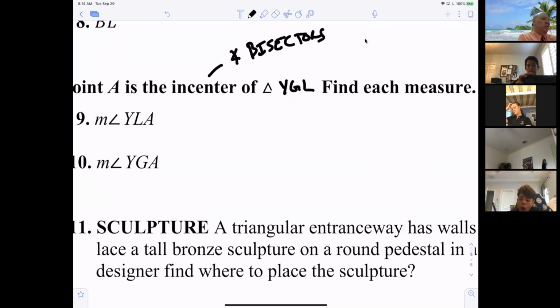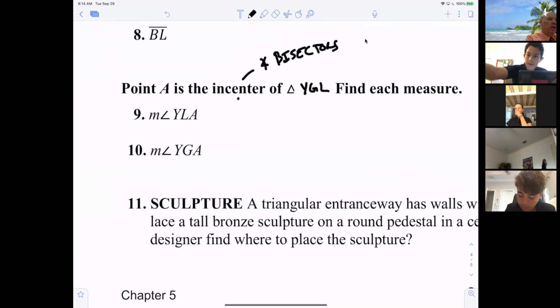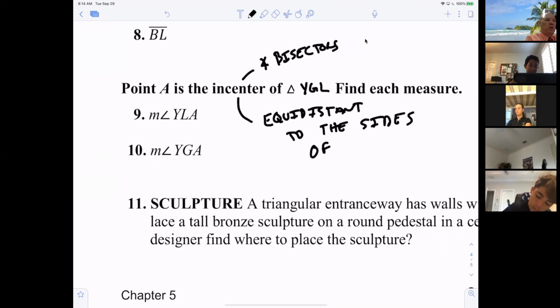All right? So the in-center is the angle bisector, but I also want you to know the in-center is equidistant to the sides of the triangle. Equidistant to the sides of the triangle. That's what that's saying. All right.